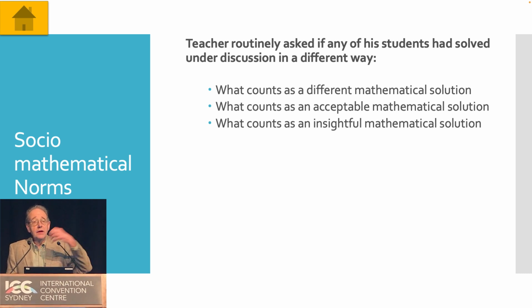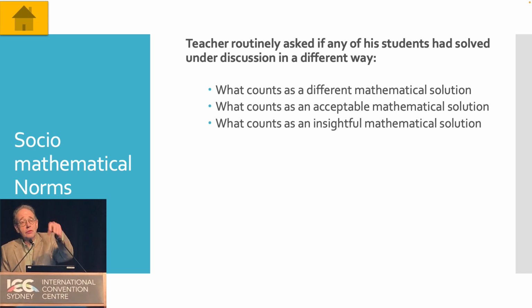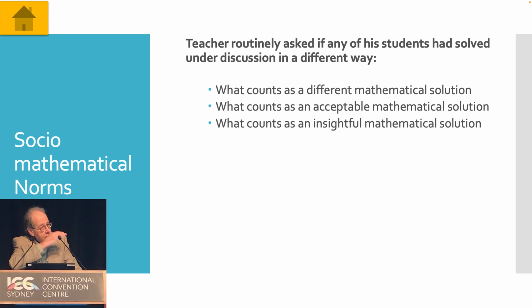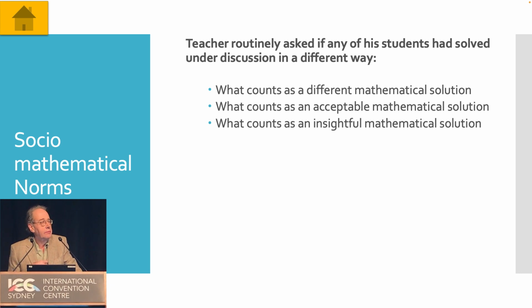And she invited me to work with her on this. And I remember how excited she was. And she would bring out examples of the same kids when they were working in small groups at different points in the school year. And you could see changes in what counted as a different solution and so forth. The first norm she analysed, and she didn't just analyse the norm, she analysed how it was negotiated in the classroom, was what counts as a different mathematical solution in this classroom. What counts as an acceptable mathematical explanation in this classroom? What counts as an insightful mathematical solution?